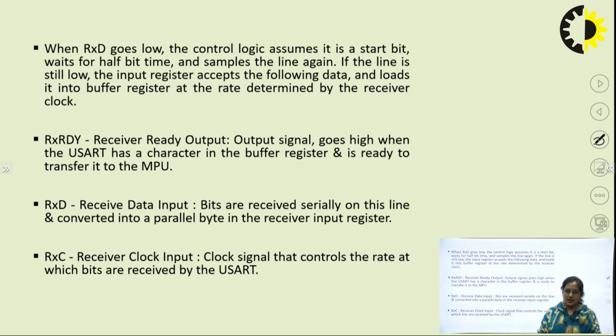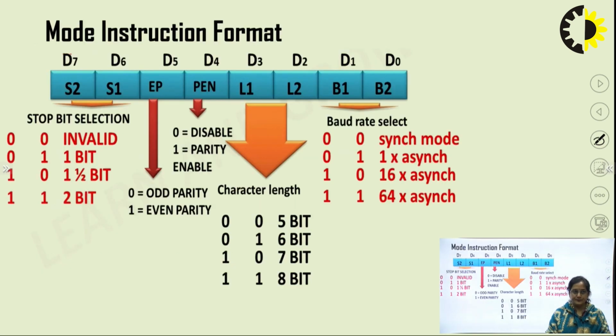Received data input: bits are received serially on this line and are converted to a parallel byte by the receiver input register. And if we need synchronization, a clock signal is there. So the receiver clock is an input which can control the data rate.